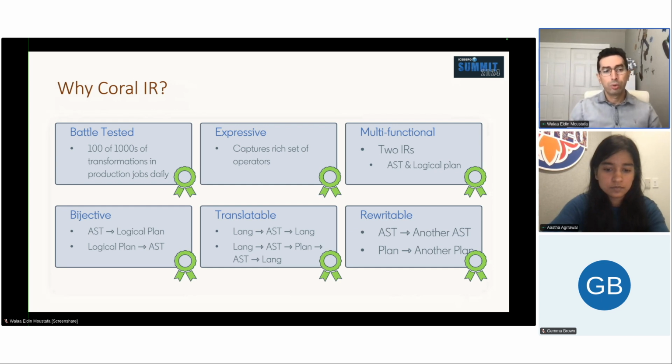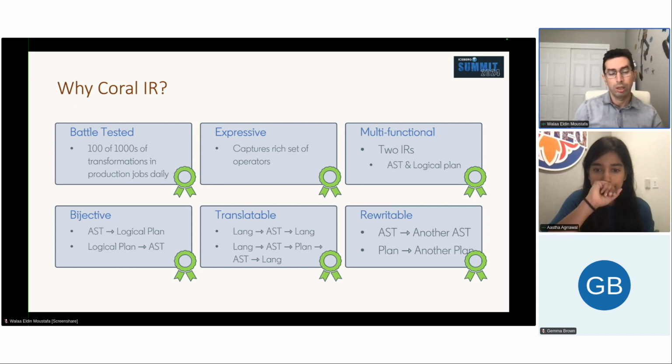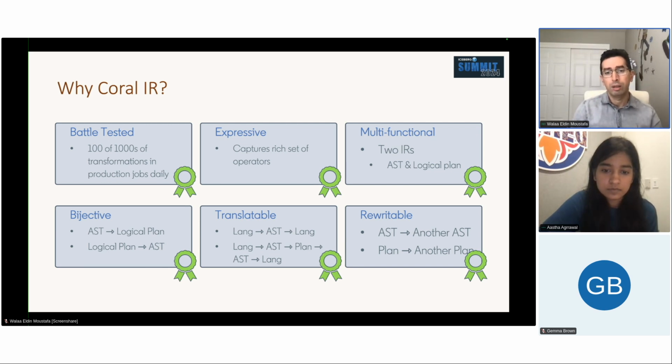So just to recap, what are the features of Coral IR that we've discussed so far? Basically, the fact that it's being used in production, and it can translate queries in hundreds of thousands of jobs. We use it inside LinkedIn and also outside as part of Trino translation of views from Hive to Trino. The operators implemented in it are also quite expressive because it captures the operators from a variety of engines in a standardized way.